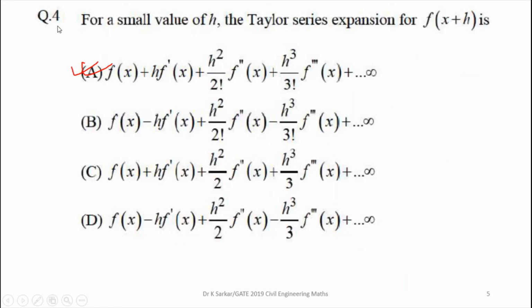Question number 4 is the expansion of Taylor series. Option A is the correct answer. Because in B there are minus signs, in C there is no factorial sign, and in D there are minus signs and also no factorial signs. The only option is option A.